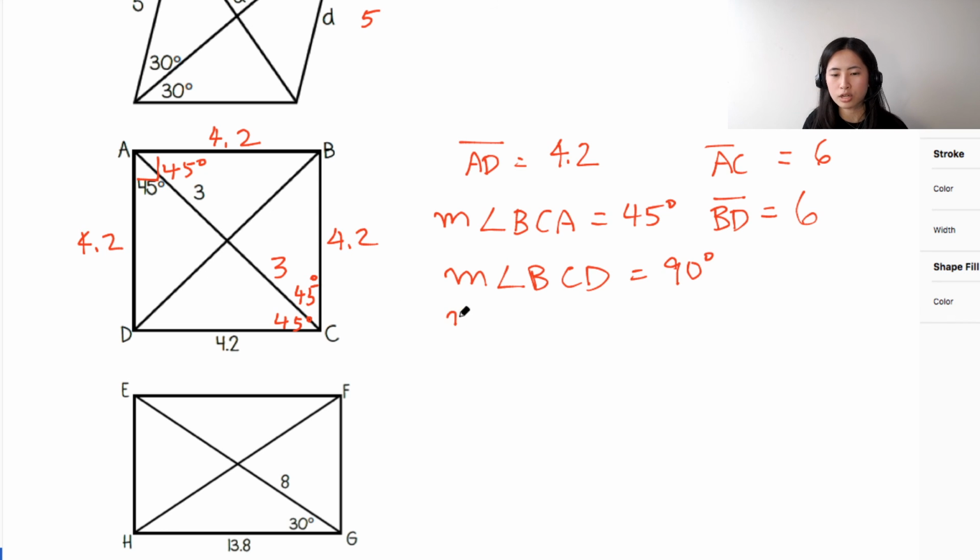And lastly, the measurement of angle ACD. Okay, so where is ACD? So ACD is here, here, and here. It's still 45 degrees. So that's how they're going to probably ask you during the test. So pay attention to that, because it's not just filling out whatever is found in the figure. Sometimes you can also fill in the blanks based on your line segments and the measurements of your angles.